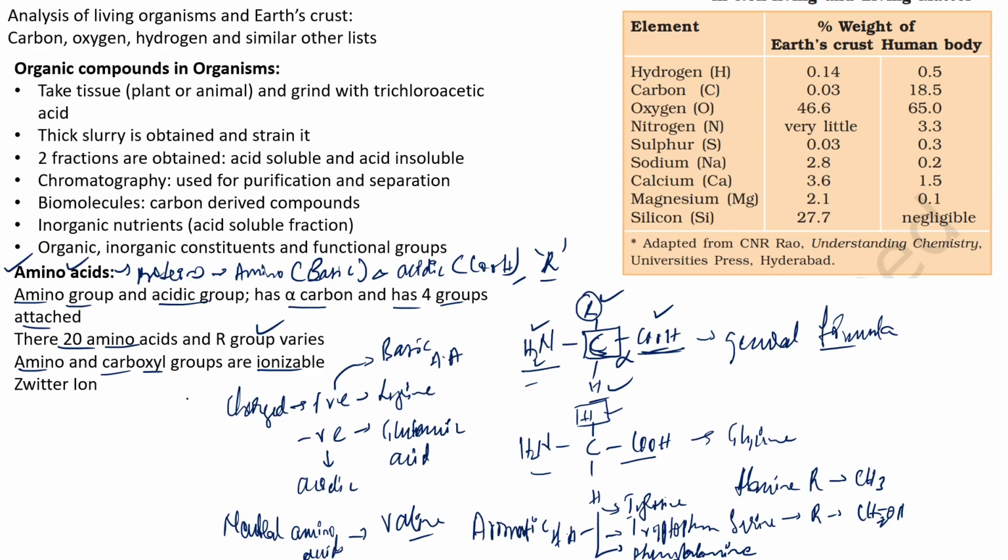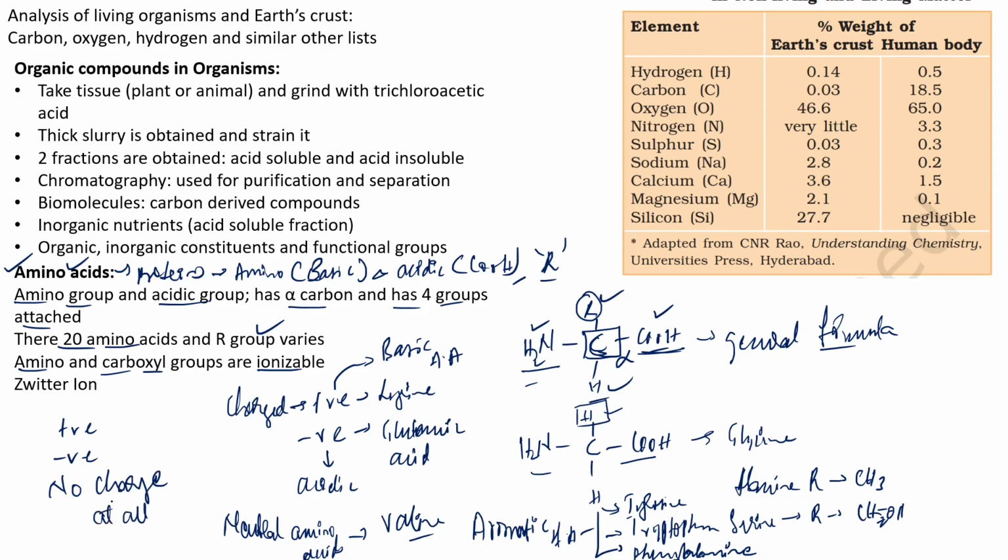In the cells, amino acids can give up the protons from their amino groups and carboxyl groups, and attain a particular charge. Either they may be net positively charged, or net negatively charged, or they may have no charge at all.